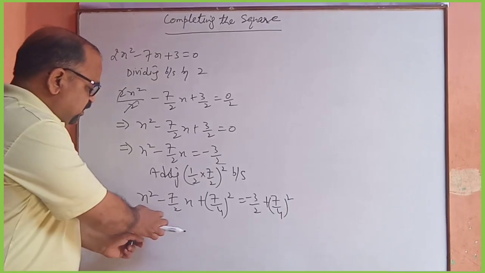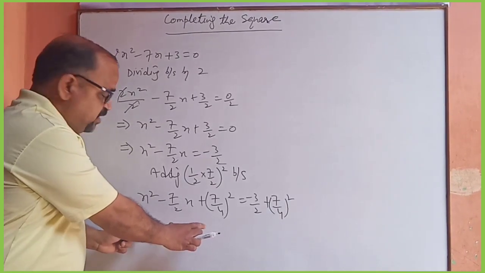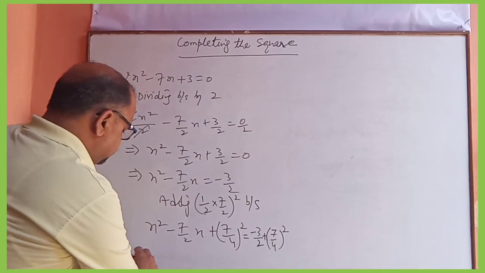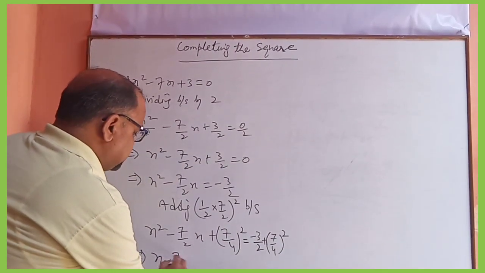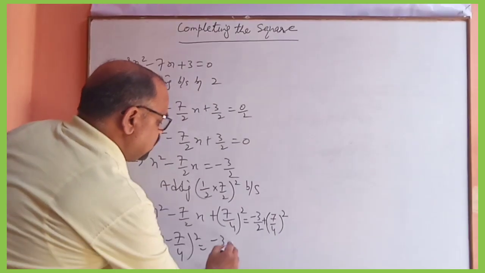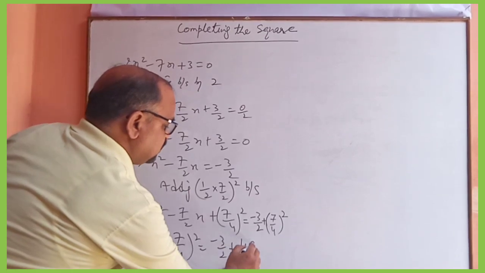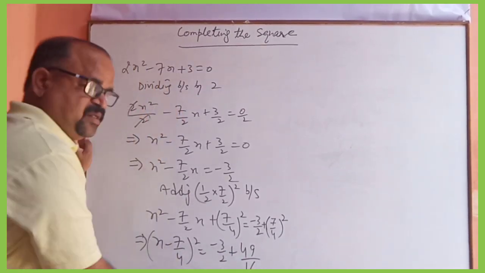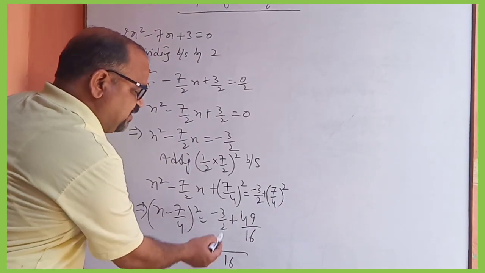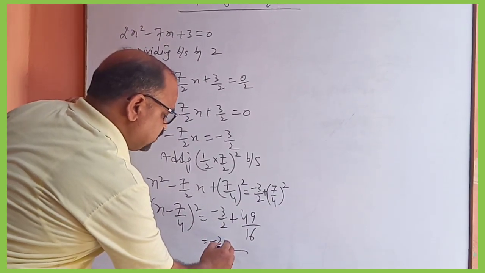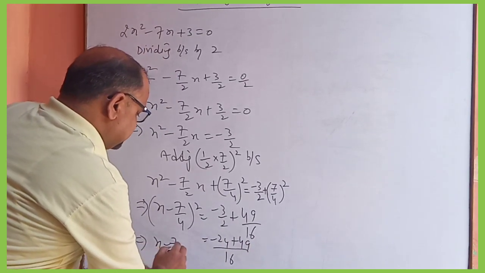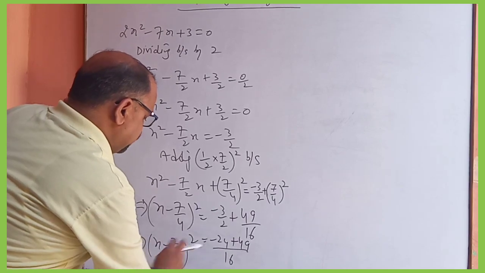Right? So here it has become a perfect square of x minus 7 upon 4. So x minus 7 upon 4 whole square is equal to minus 3 upon 2. Square of 7 is 49 and square of 4 is 16. This side you take the LCM as 16. What do you have? 16 divided by 2, 8. 8 3 is 24. Plus 49 and left side x minus 7 upon 4 whole square.